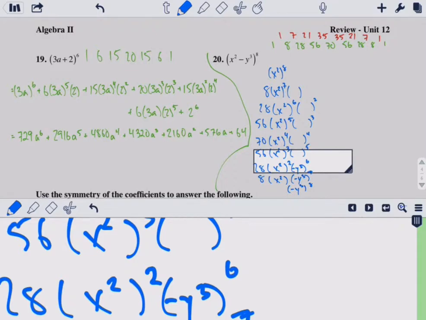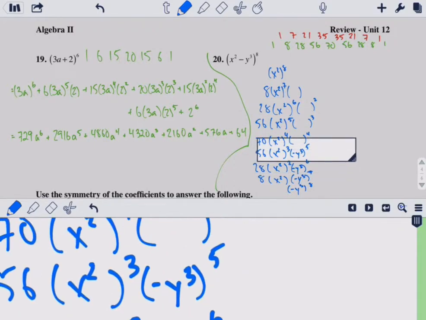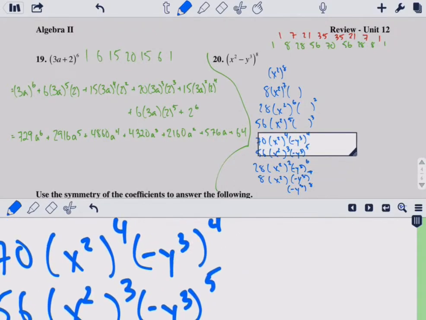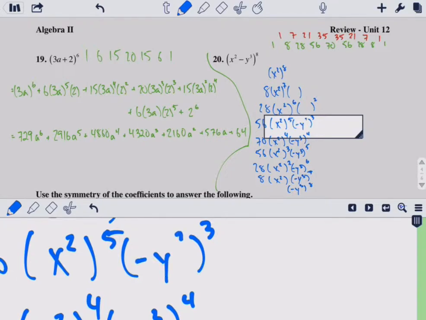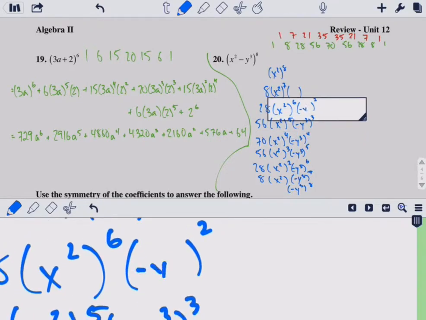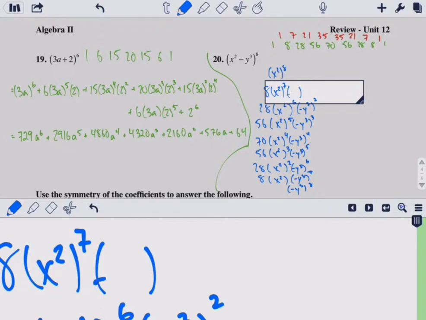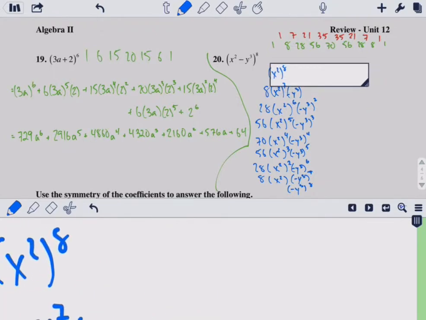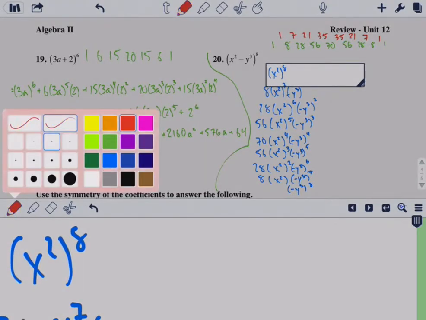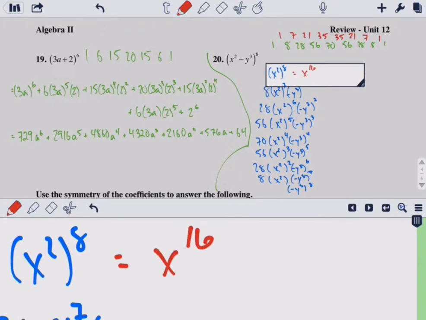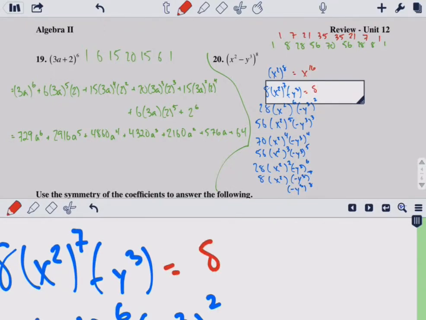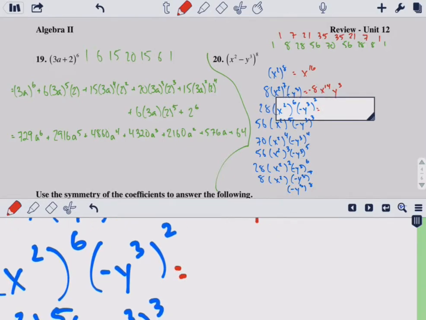Good thing coefficients aren't going to change much, just the signs and the powers of the exponents. A lot of powers to powers here. Remember, powers to powers you multiply. So we'll do it piece by piece. That's x to the 16th. That's 8x to the 14th, minus y cubed, so minus 8x to the 14th y cubed.